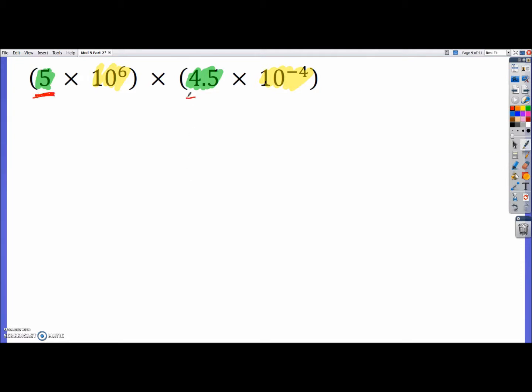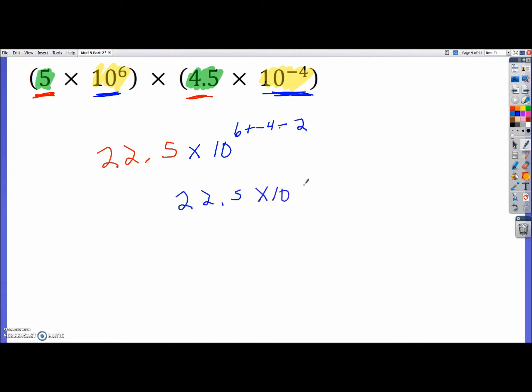So first what I'm going to do is 5 times 4.5, and 5 times 4.5 is 22.5. Then what I'm going to multiply is the exponents. They both have the same bases, so it's times 10. And then I look at 6 and -4. Since I look at the exponents, I'm going to add them. So it's going to be 6 plus -4, which simplifies to 2. So I'm going to have 22.5 times 10 to the second power.